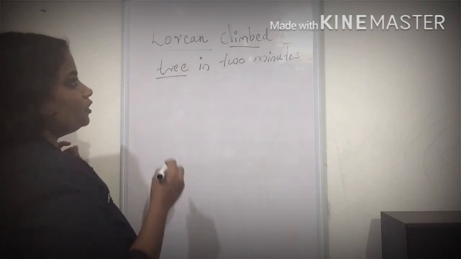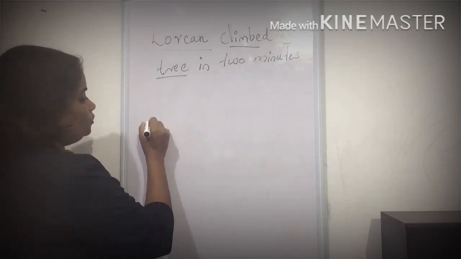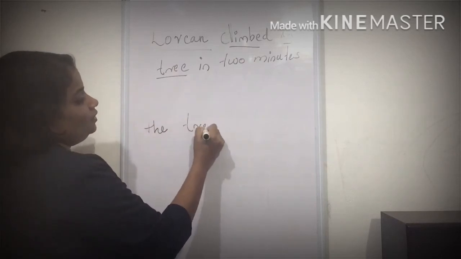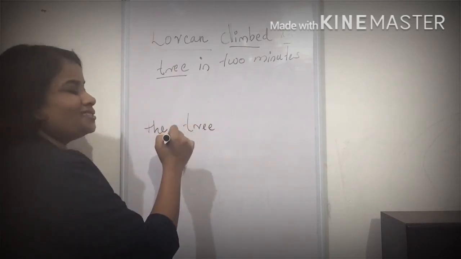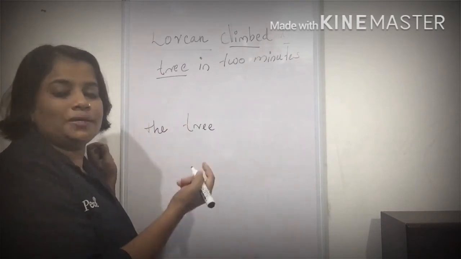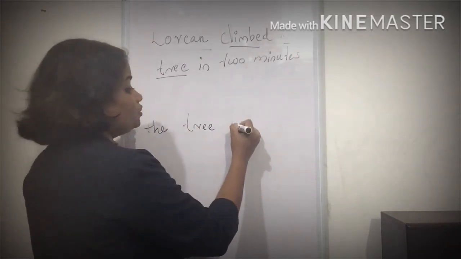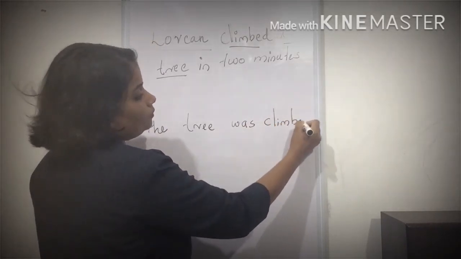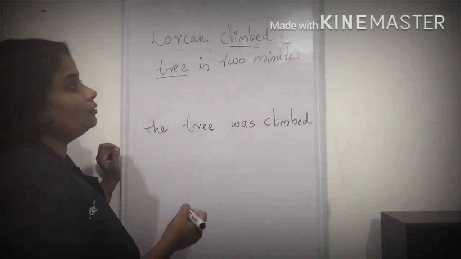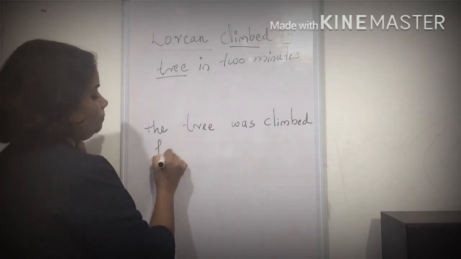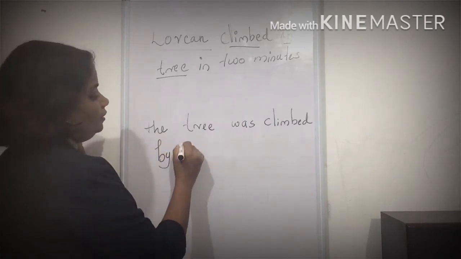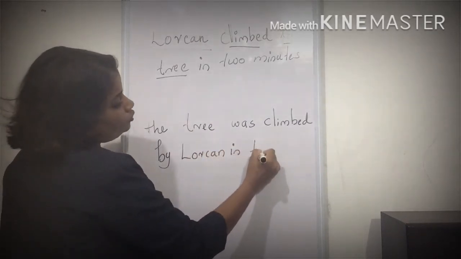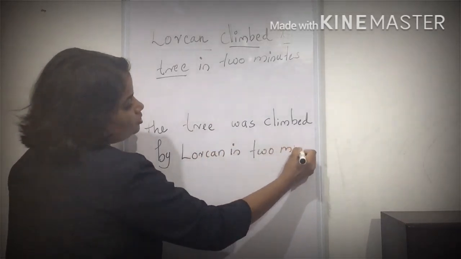So we are going to transform the statement. What will come at first? The object. The tree, whether it is singular or plural, the tree is singular. So the tree was, verb third form, climbed, by plus subject, by Lorcan in 2 minutes.